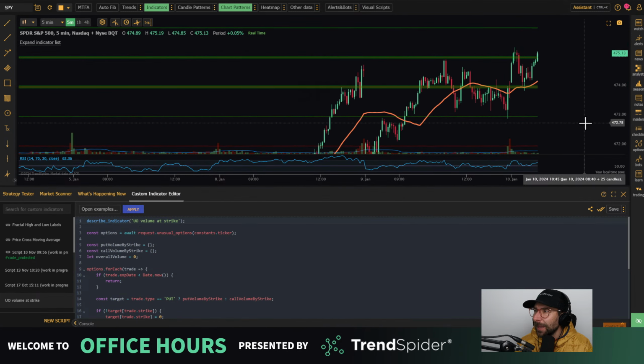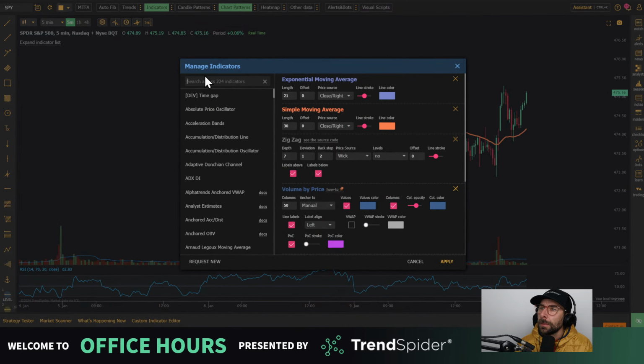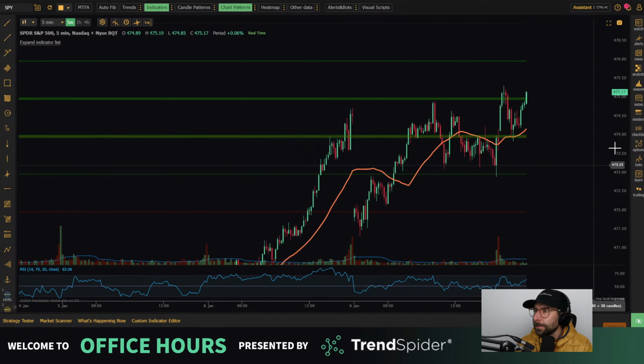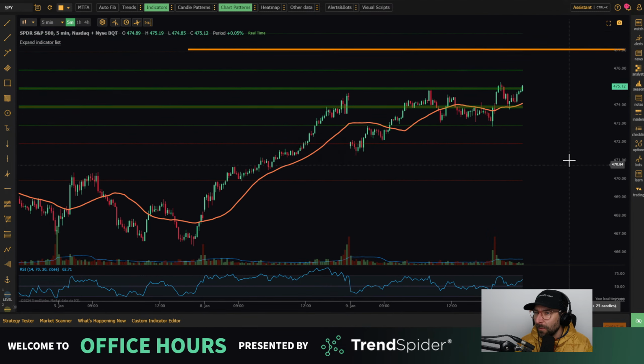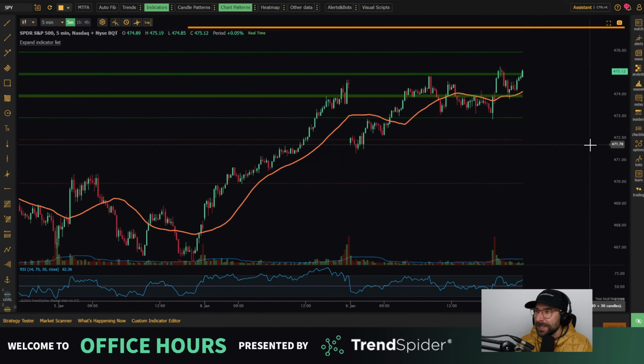So this is unusual options volume at strike. This is the indicator that James is talking about here. This gives us a visual representation of all the unusual options orders on a particular ticker at a given time. Now these levels do change, so do keep that in mind. These levels are going to change throughout the day, over time, but you can see where big call walls and put walls and these sorts of things are.